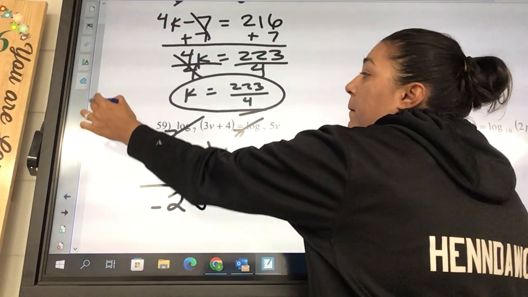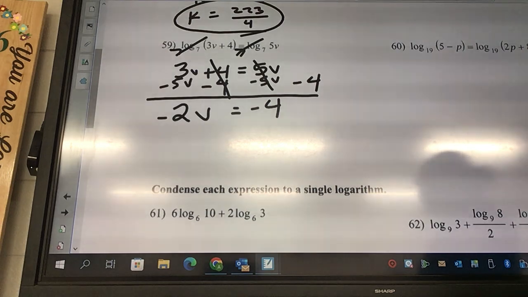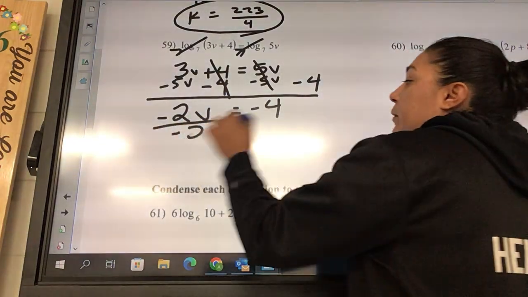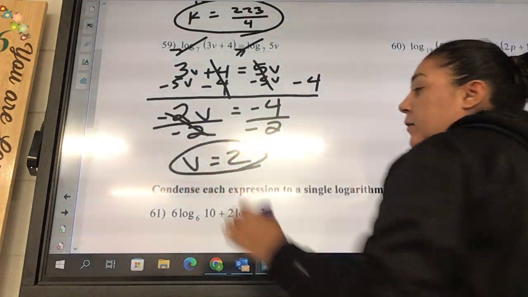And then what? Divide by a negative 2. So we get V equals 2.